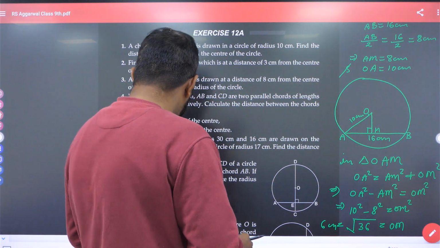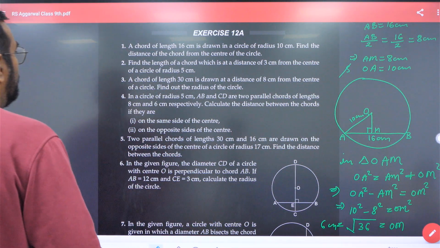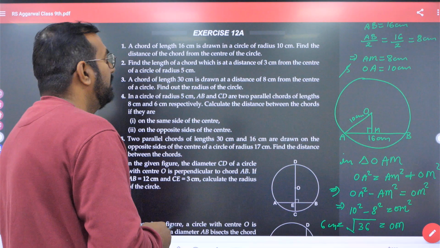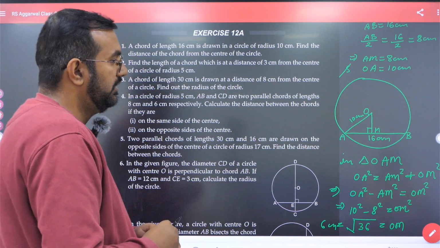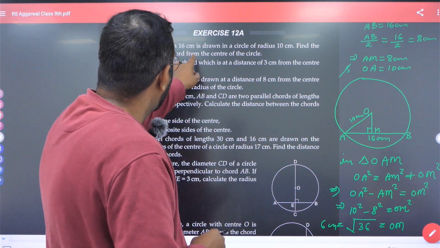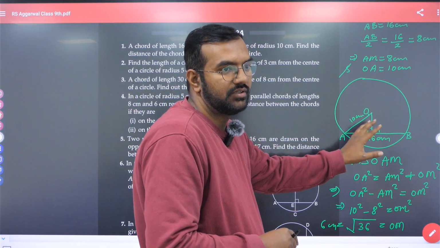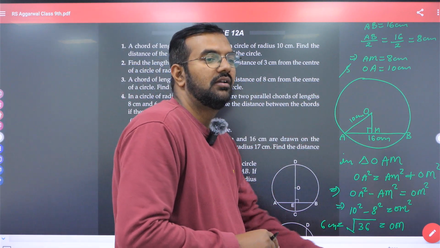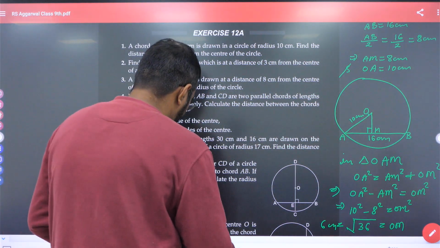So let's move to the next question. The next question is: find the length of the chord which is at a distance of 3 centimeter from the center of a circle of radius 5 centimeter. In the first question, it was asking to find the distance of the chord. Yes, sir. And here the distance is given and it is asking for the length of the chord. Okay, so let's see how we will do it.